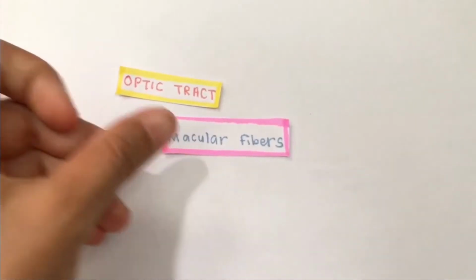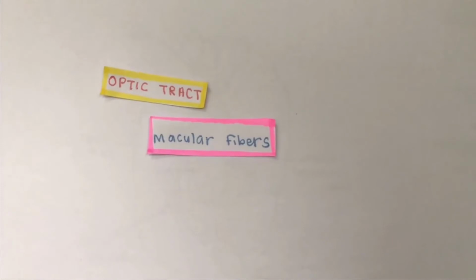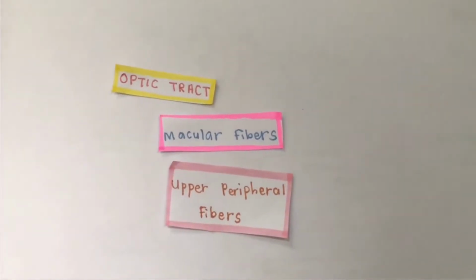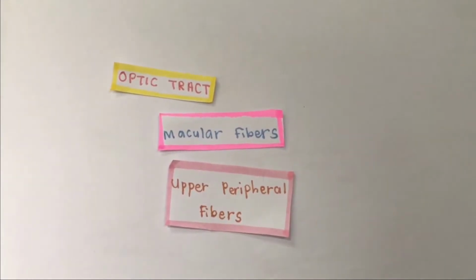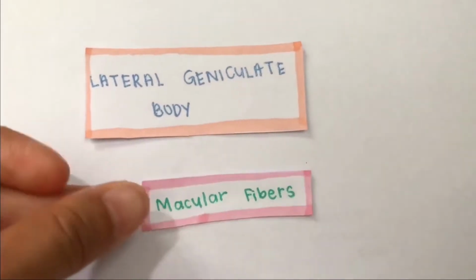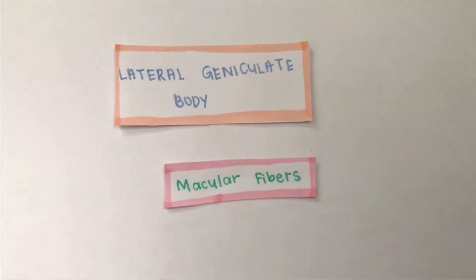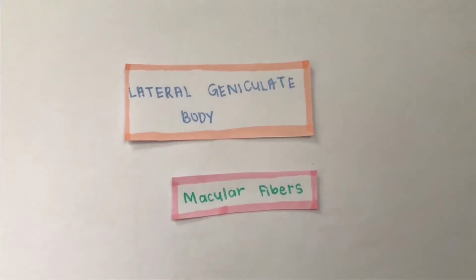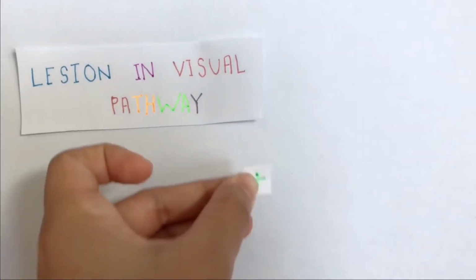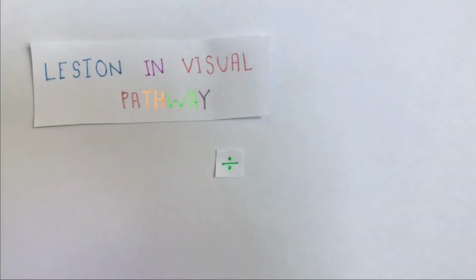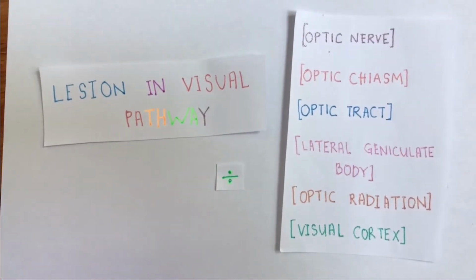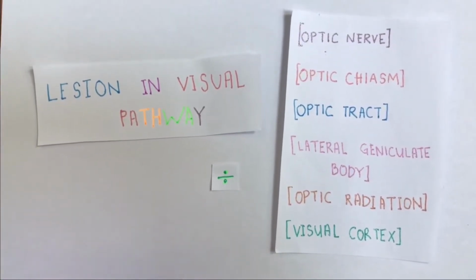It consists of macular fibers, which occupy the dorsolateral aspect, and upper peripheral fibers, which are situated medially in the optic tract. Next in the arrangement is the lateral geniculate body. It consists of macular fibers coming in the optic tract, which occupy the posterior 2/3 of the LGB. Next, I'm going to talk about lesions in the visual pathway. It is divided into 6 levels of the visual pathway, which are optic nerve, optic chiasm, optic tract, lateral geniculate body, LGB, optic radiation, and visual cortex.